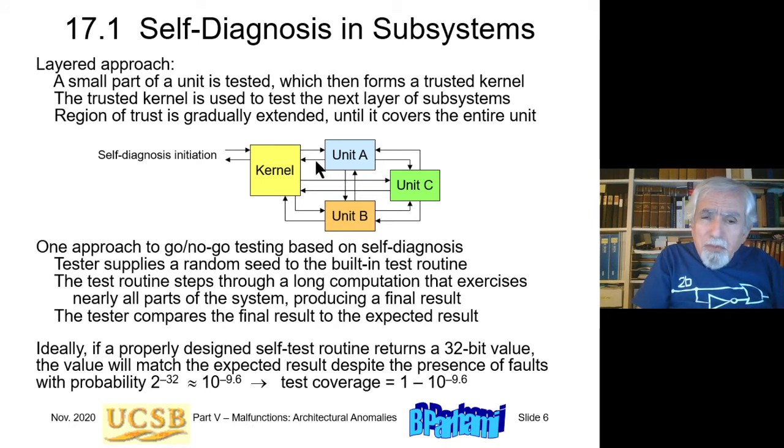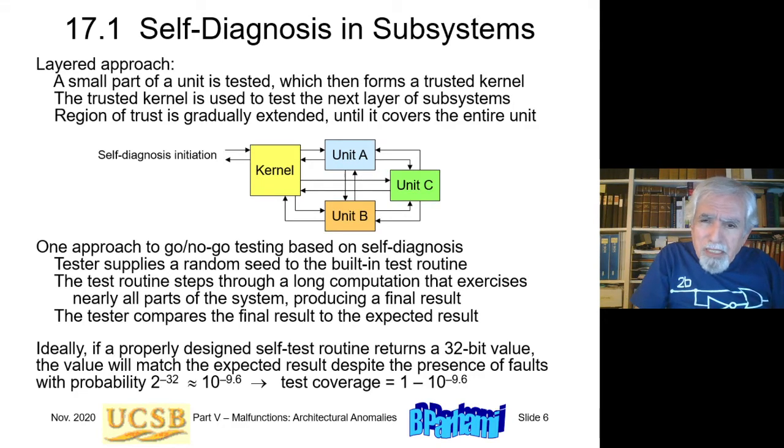Okay, if this return value, let's say, is 32-bit, the chances are slim that the correct 32-bit value is supplied by a malfunctioning unit. If you properly design the self-diagnostic, okay, it's very unlikely that the exact correct 32-bit result will be generated by a malfunctioning unit. It's very likely that something different will be generated, and therefore the malfunction will be detected.